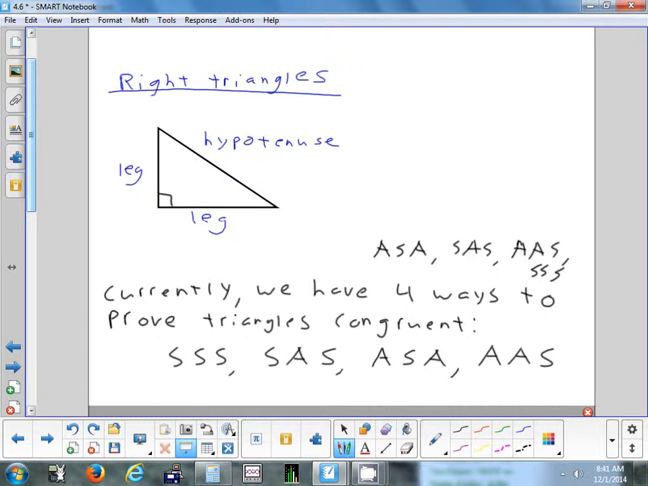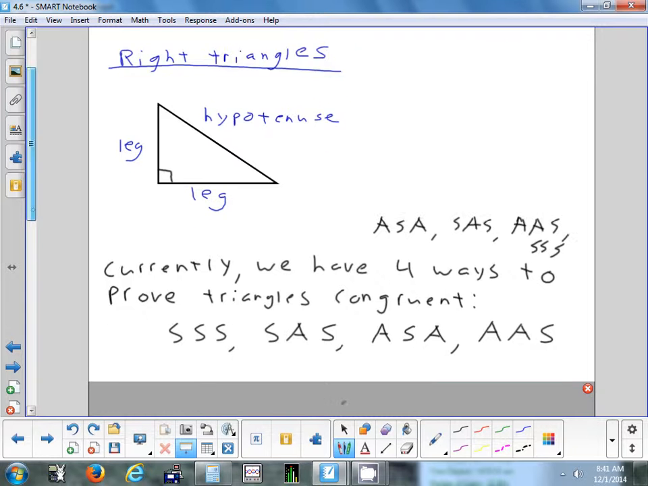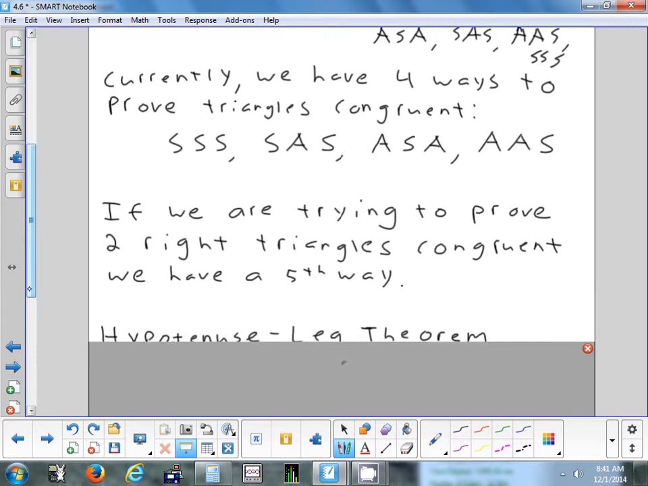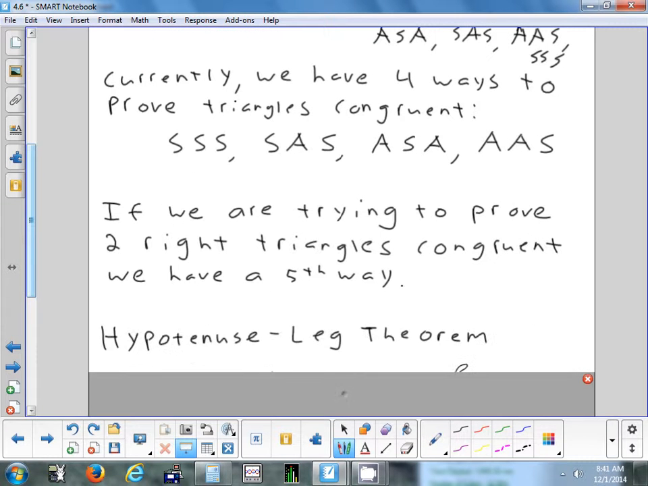And you can use any of those 4 ways on a right triangle or isosceles. These 4 methods of proving congruence work on any triangle. But we're going to learn a 5th way. And the 5th way is a method special for right triangles. It's something you can only do if you have a right triangle. And it's called the Hypotenuse Leg Theorem.